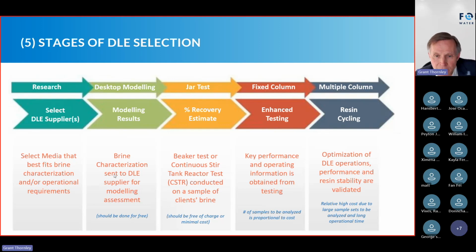So the first thing is get your brine characterization. The DLE suppliers that you have chosen, you're going to send that to them and ask them to run a desktop model. So basically, here's my brine, run some desktop modeling, tell me what the performance and the abilities of the resins are going to be based off of this. They should be able to do that for you, and it should be done for free. These are kind of a go, no go. If modeling comes back very positive, then the next step is, great, now I want to see physical testing.